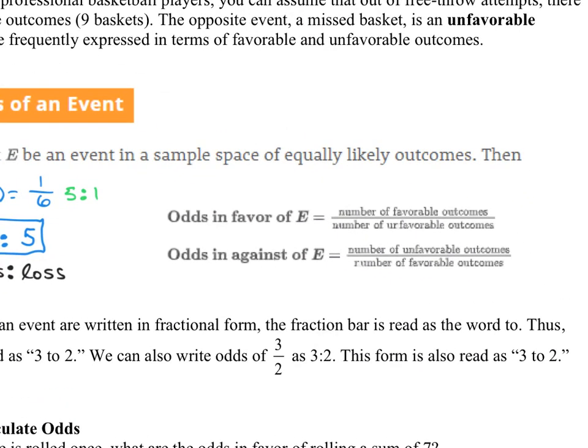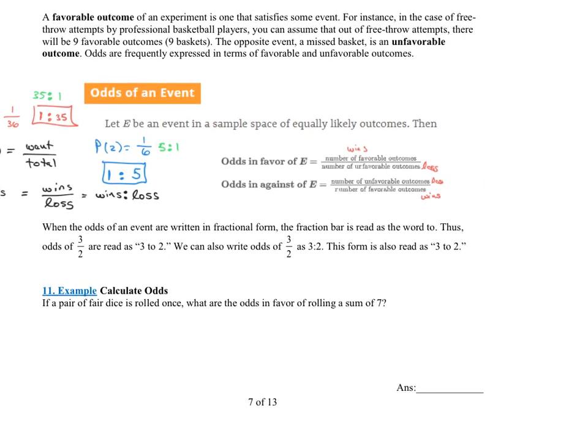So they're showing it over here again. Odds in favor is the number of favorable outcomes. What they're talking about here is the wins. Over the number of unfavorable outcomes, they're talking about the losses. Odds against, again, it would be the losses first, and then the wins second. So you just have to be able to understand that simple concept.